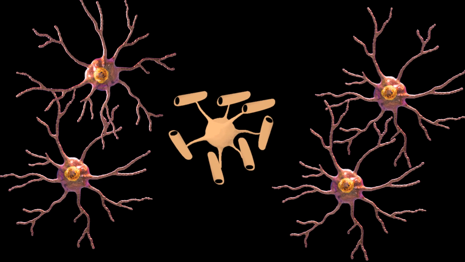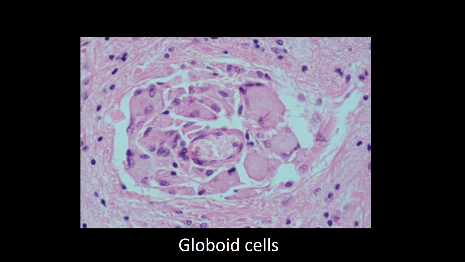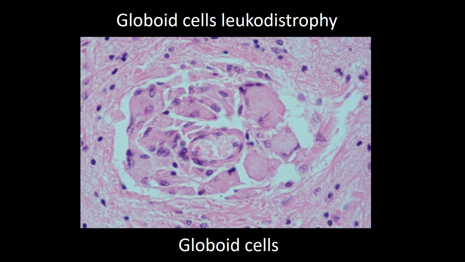I have now represented an oligodendrocyte surrounded by microglia cells and now added psychosine. When psychosine is accumulated in oligodendroglia cells, microglia cells engulf it, leading to the formation of a globoid cell, which are characteristic of this condition. Hence, the term globoid cell leukodystrophy is often used when referring to Krabbe disease.